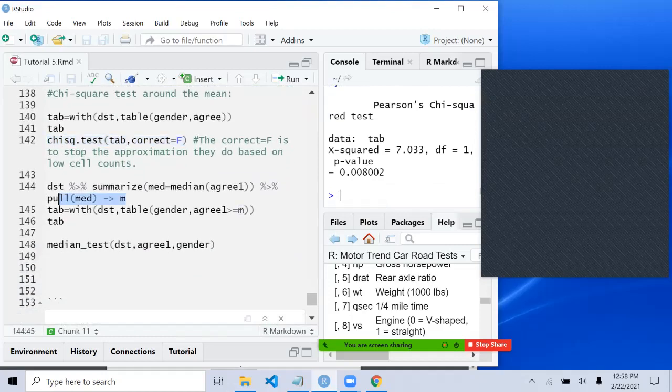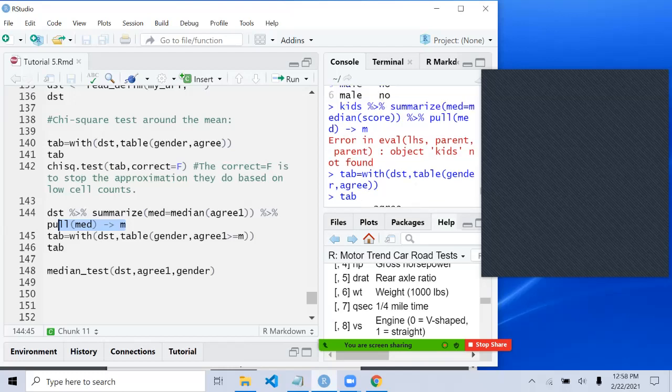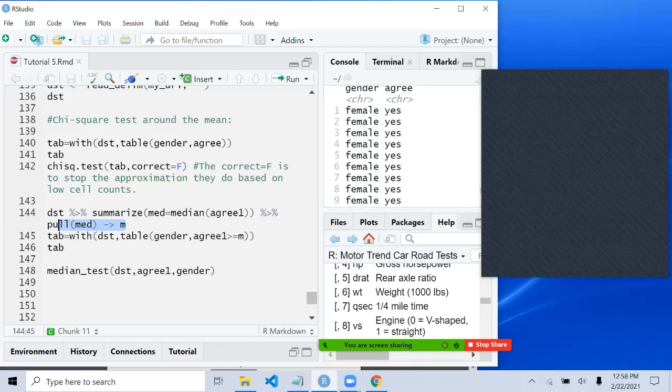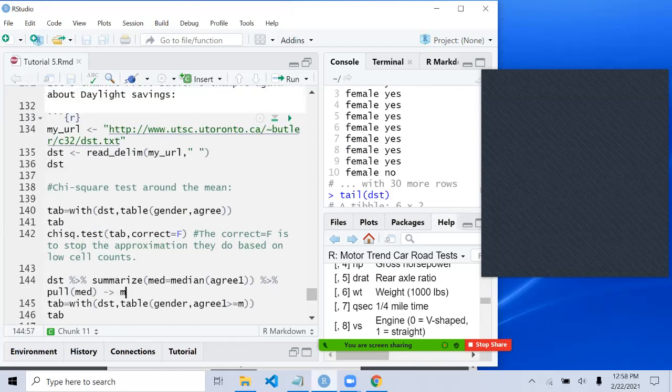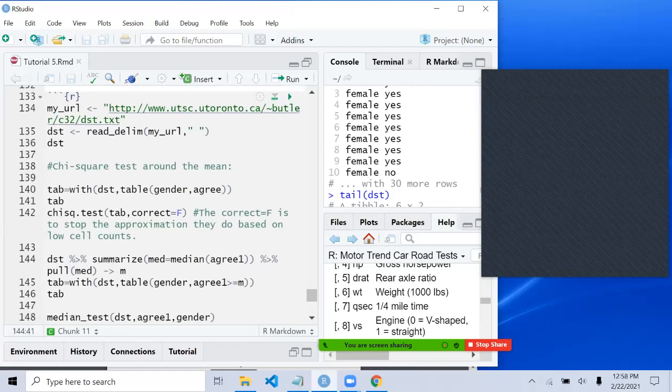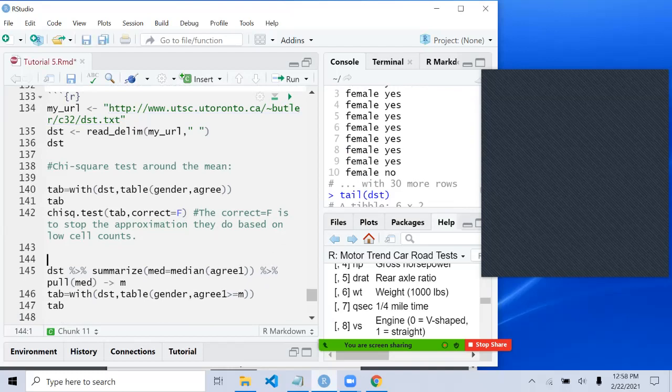First of all, you can see that this is yes, yes, no. I can't use this just yet. So I translated this variable. I created a new variable, and I think I have it here. It's called DST.